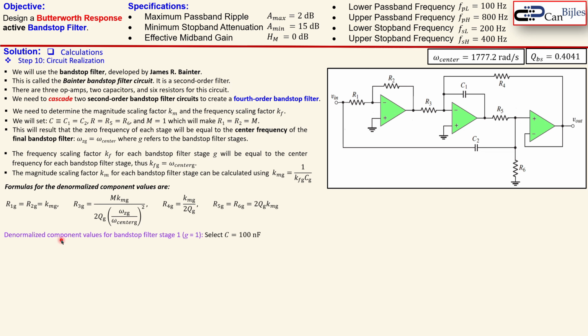Okay, the normalized component values for band stop filter stage 1. And we select in this case C1 and C2 equal to each other. We give it a value of 100 nanofarads.